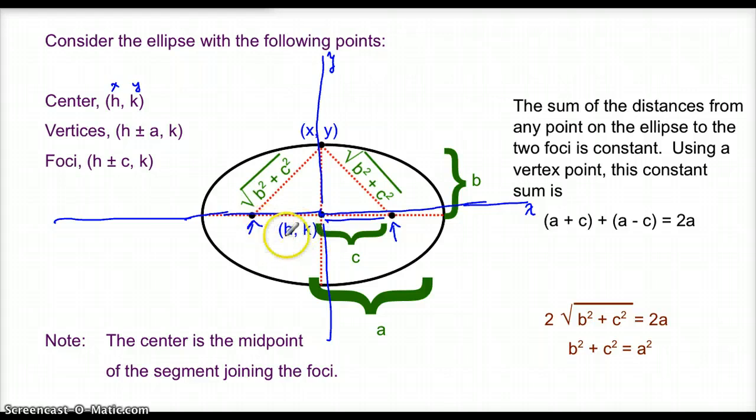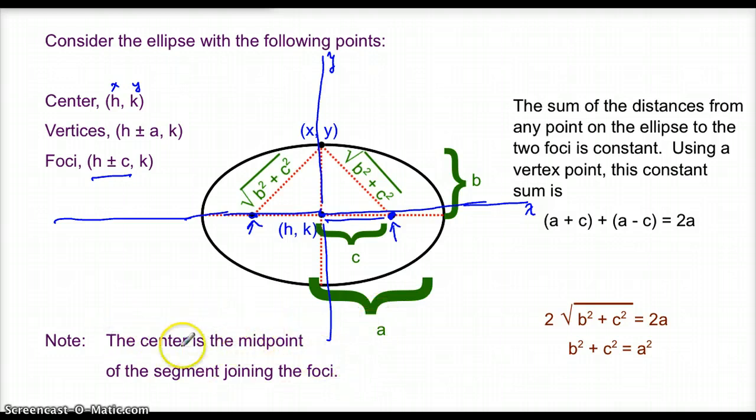So the two foci: the h coordinate is the x value of the center, so h plus c gets us over to the x value of this focus, and h minus c gets us over to this one. So h plus or minus c is the x coordinate of each focus. K, again, is the y value.